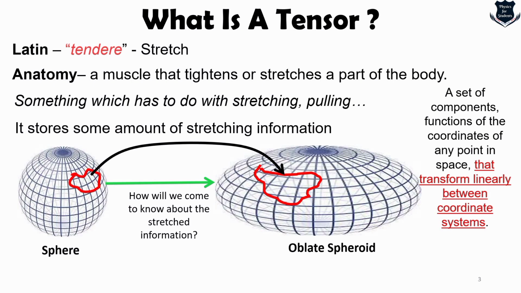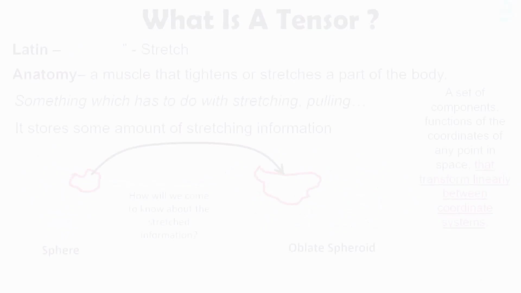So here is an easy definition. It is a set of component functions that transform linearly between coordinate systems. And why linearly, why coordinate systems? You can check out my first video which explains that.